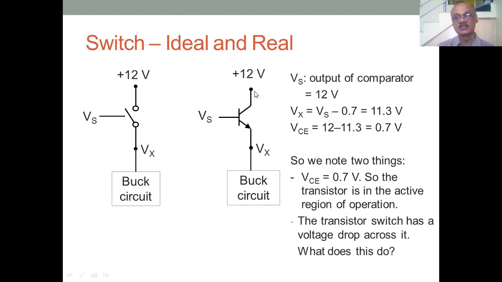The second is that the switch, which is from here to here, or from here to here: in an ideal switch, this voltage drop is 0. In a real bipolar transistor switch, this voltage drop in our circuit is 0.7 volts. What does this do? It of course does two things.